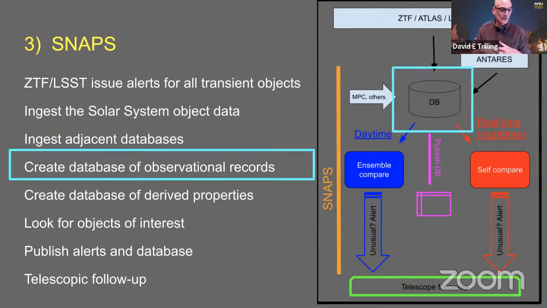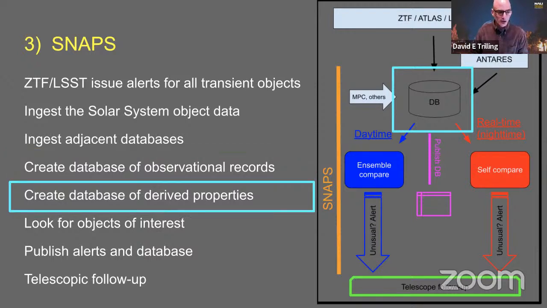Okay, so we have, as I said, a database of observational records. For a given asteroid, I know every time it's been observed by ZTF and all of the magnitudes and so on. And we also are creating a database of derived properties. So from this time series photometry, we can derive properties of asteroids. And I'll show you that also in this talk.